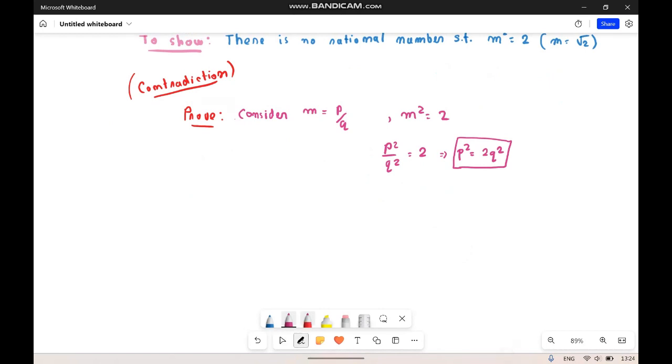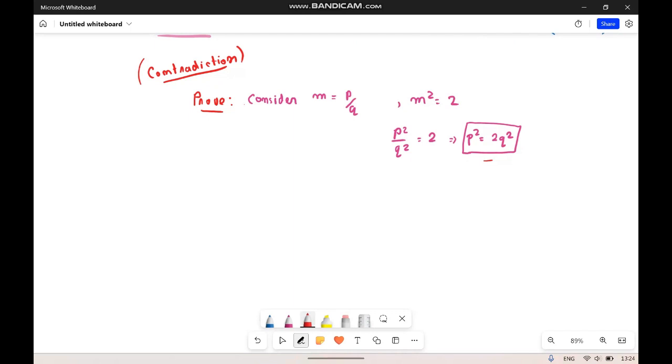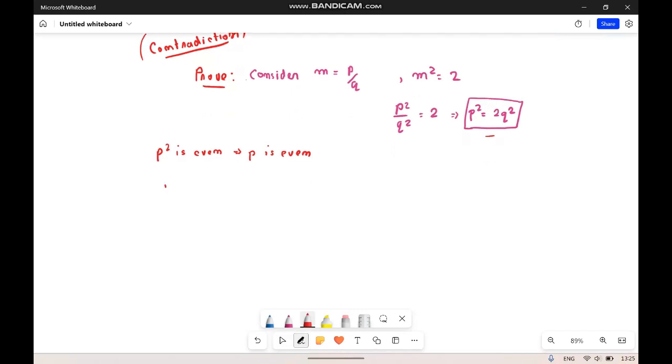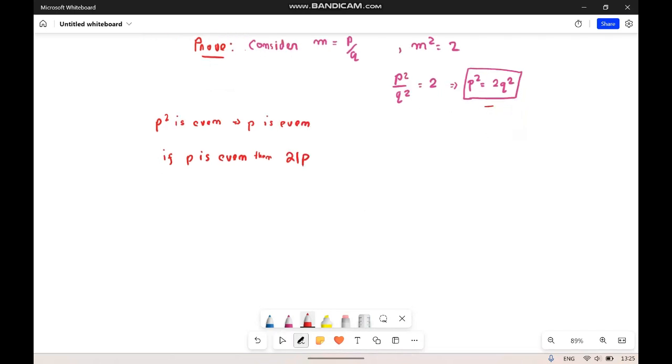So p square is 2 into something, right? Which means that p square is even. Now from basic logic you can say that if p square is even, it must imply that p is even, because an odd number squared always gives an odd number. This is true for all cases. So now if p is even, then p is divisible by 2. Let me write it as that: 2 divides p. Now, if 2 divides p, then 4 must divide p square. Right, this must be the case. So basically from here we proved that p square is divisible by 4.